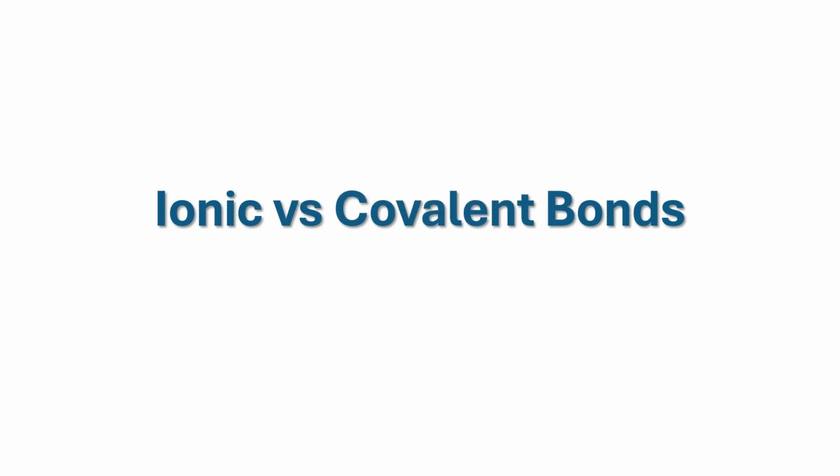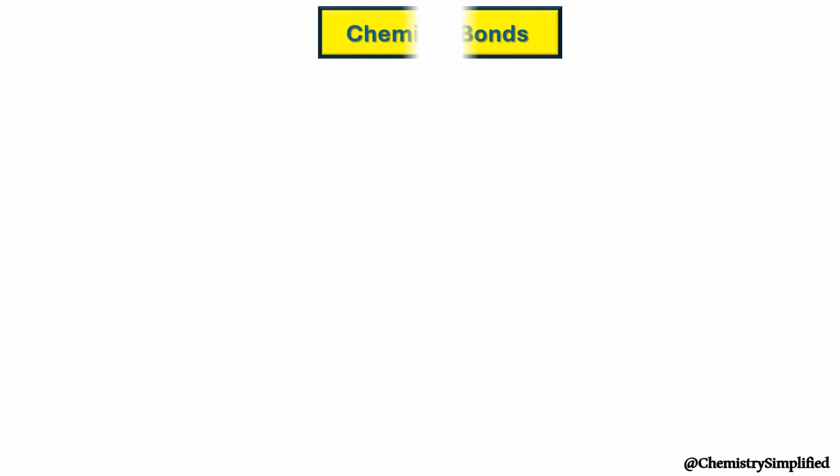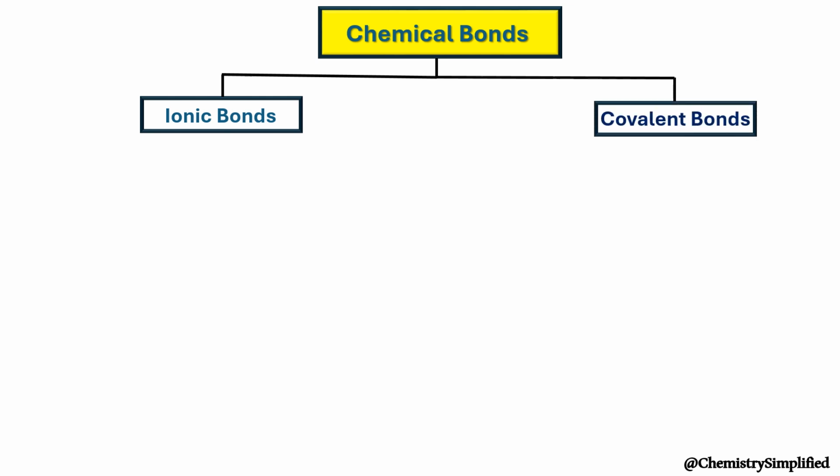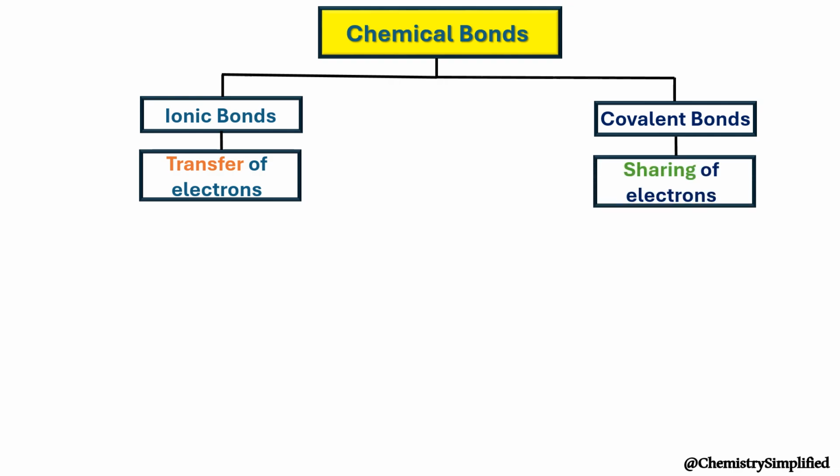So we're going to be talking about chemical bonds. The two main types of chemical bonds are ionic bonds and covalent bonds. So we're going to compare and contrast ionic versus covalent bonds. Ionic bonds involve the transfer of electrons from one atom to another one, whereas covalent bonds involve the sharing of the electrons.